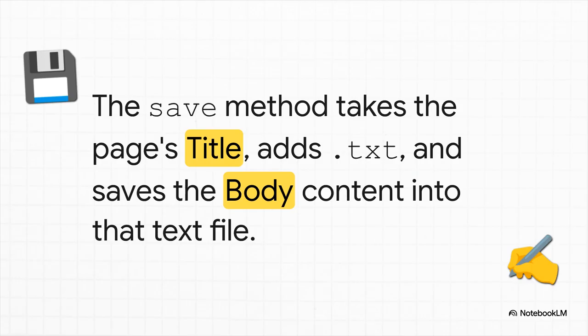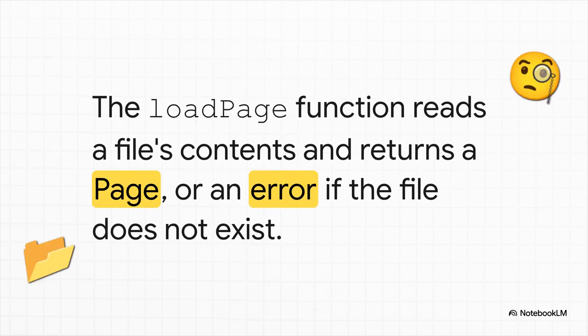A blueprint is cool, but it's got to do something, right? So the very first thing we need is a way to save our pages. We attach a function, it's called a method in this case, directly to our page blueprint. This save method is super simple. It just takes the page's title, slaps .txt on the end, and writes the body into that file. Done.